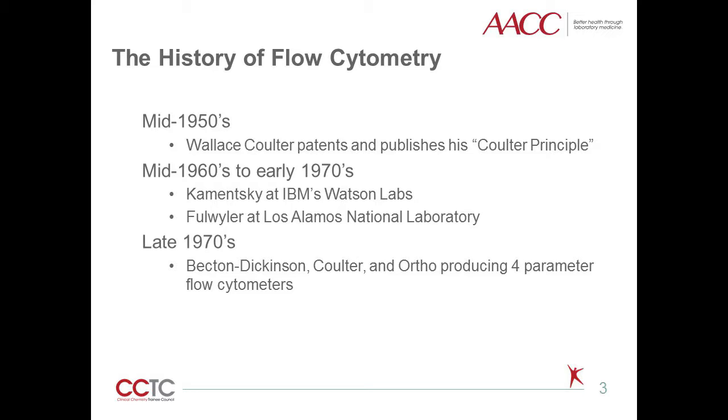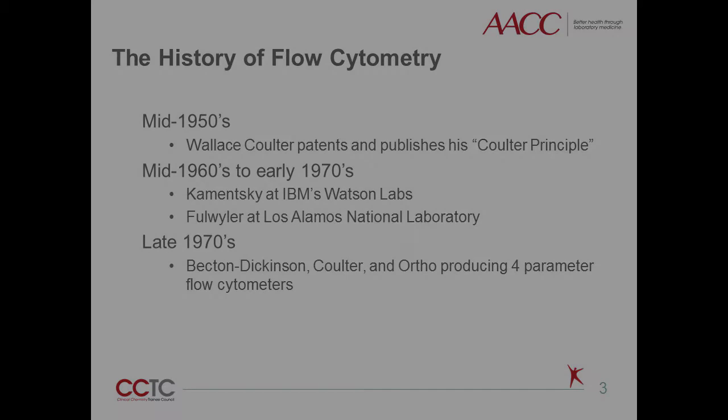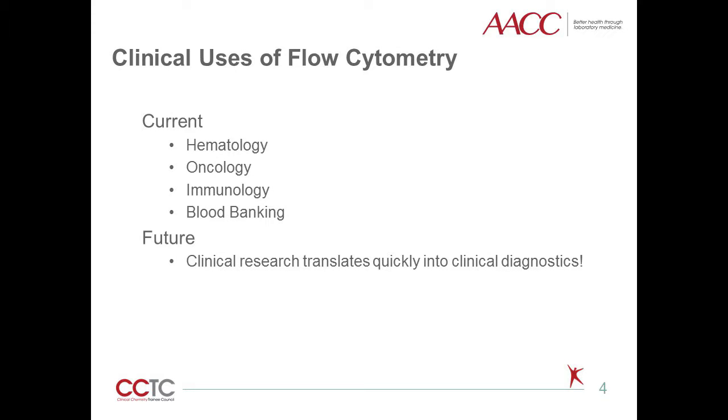By the late 1970s, at least 3 major companies were selling flow cytometers that could measure 4 different parameters, 2 of them fluorescent. The current clinical uses for flow cytometry are numerous and varied. Hematology, oncology, immunology, and blood banking all routinely use this technology for clinical testing, such as leukemia-lymphoma phenotyping, DNA analysis of tumor cells, maternal fetal bleed evaluation, diagnosis of primary immunodeficiencies, and assessment of leukocyte contamination of blood products, to name just a few. The number of clinical flow assays is growing rapidly, as historically, clinical research has translated quickly into clinical diagnostics in flow cytometry.